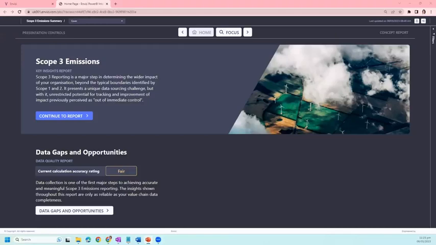Secondly, to identify opportunities for improving Scope 3 data in terms of data gaps and in terms of calculation accuracy. This report is built in Microsoft Power BI and can be customized to meet specific organizational needs for visualization and analysis. Let's look at identifying opportunities for emissions reduction.